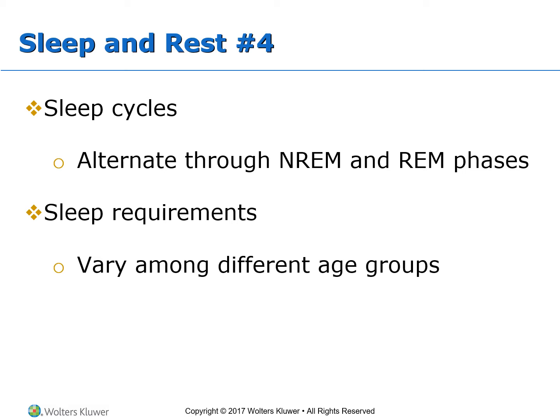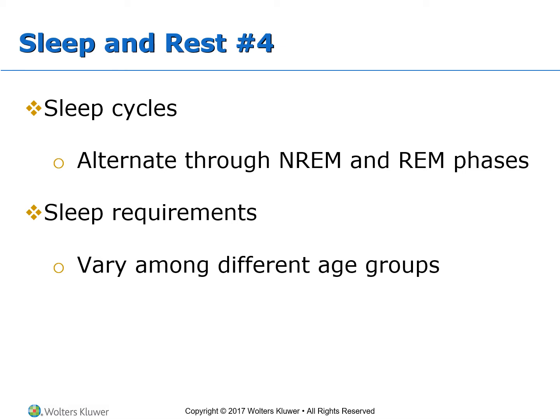So, sleep requirements. Sleep requirements vary among different age groups. The need for sleep decreases from birth to adulthood, although individuals vary. Although an average of 7 to 9 hours of sleep is a requirement for young adults through older adults, many Americans report sleeping less than 6 hours a night. So how many hours is an age group required to sleep?